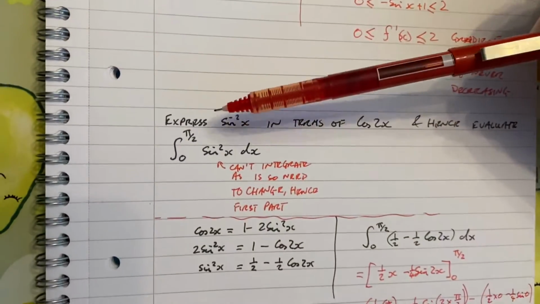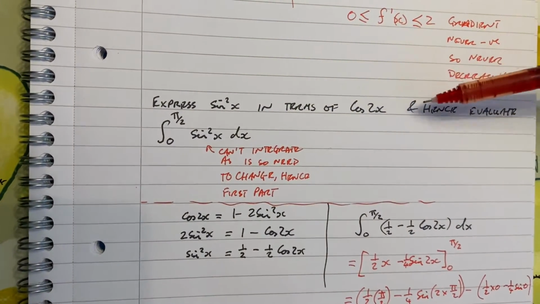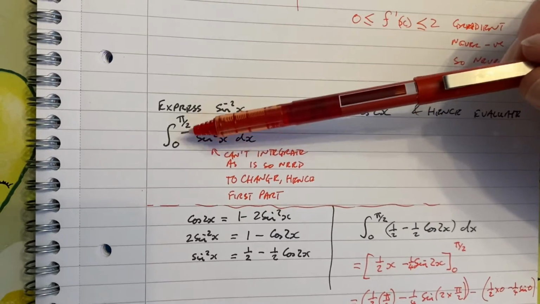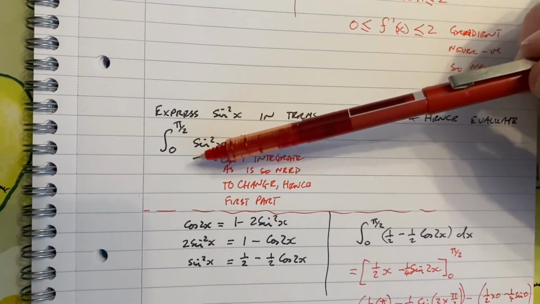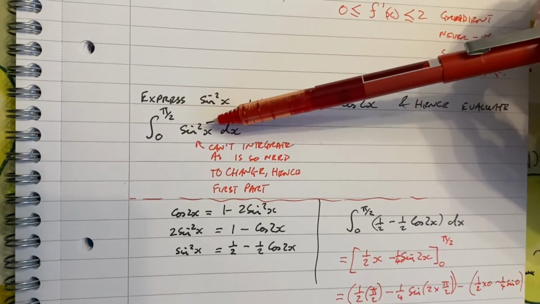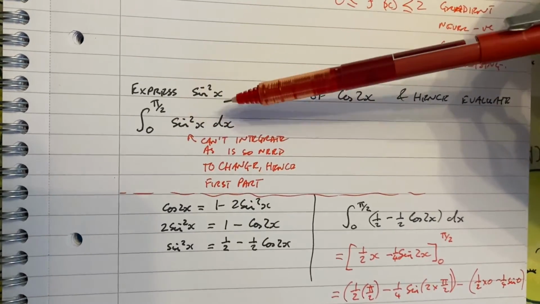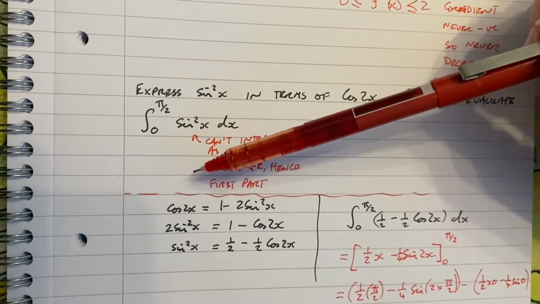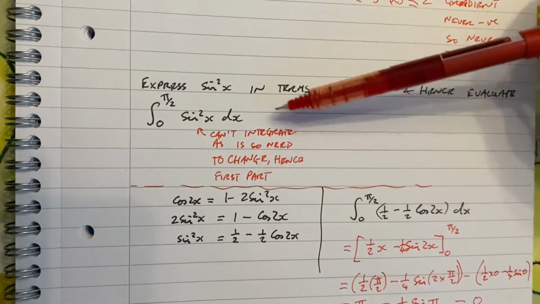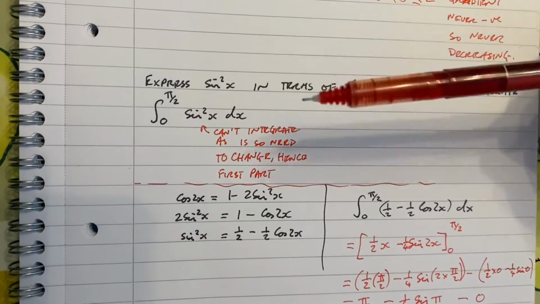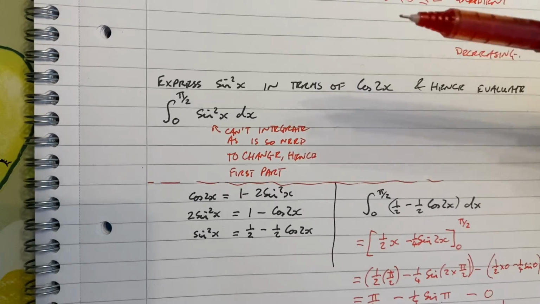Secondly, this one with an integral: express sine squared x in terms of cos 2x, and hence evaluate the integral between 0 and 2 pi of sine squared x dx. We can't do that one as a reverse chain because realistically it would be sine x cubed divided by 3 cos x, and we can't do that because cos x can be 0. So we have to change it into one we can integrate. And you'll find that with lots of integrals, you have to change them into something else before you can integrate.